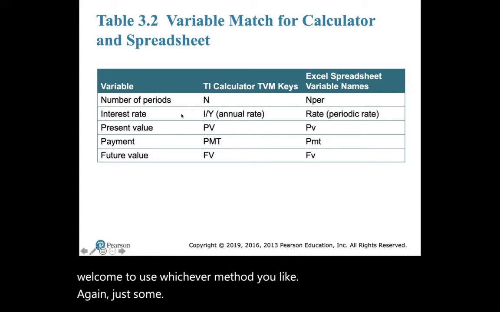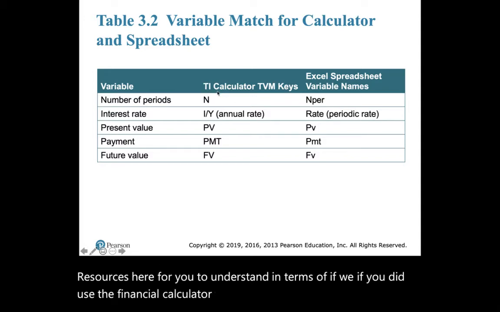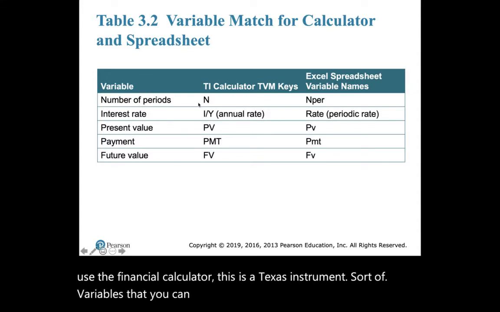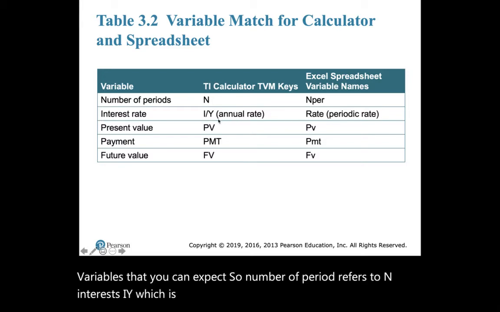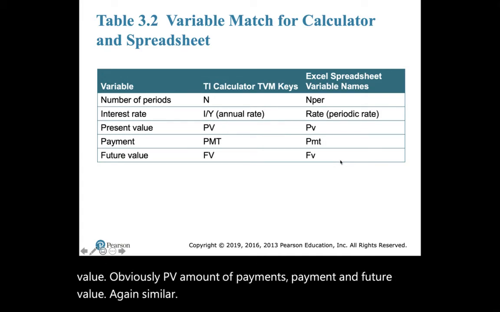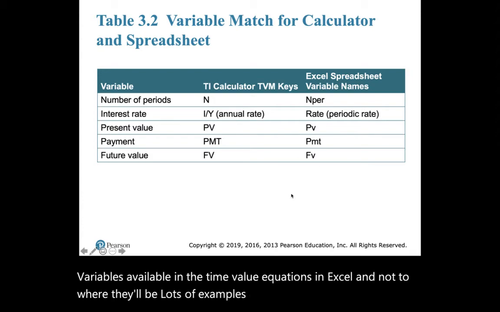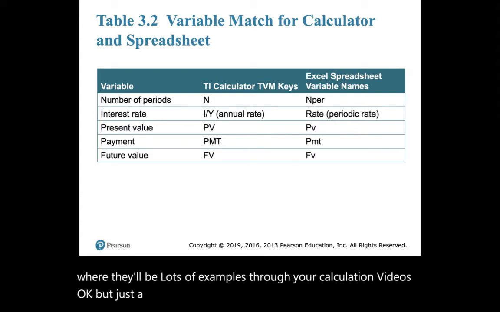resources here for you to understand in terms of if you did use the financial calculator, this is the Texas Instrument variables that you can expect. So number of period refers to N, interest Y, which is our annual rate. It's always an annual rate. Present value, obviously PV, amount of payment, and future value. Again, similar variables available in the time value equations in Excel, and not to worry, there'll be lots of examples through your calculation videos, okay? But just a little introduction to these variables.